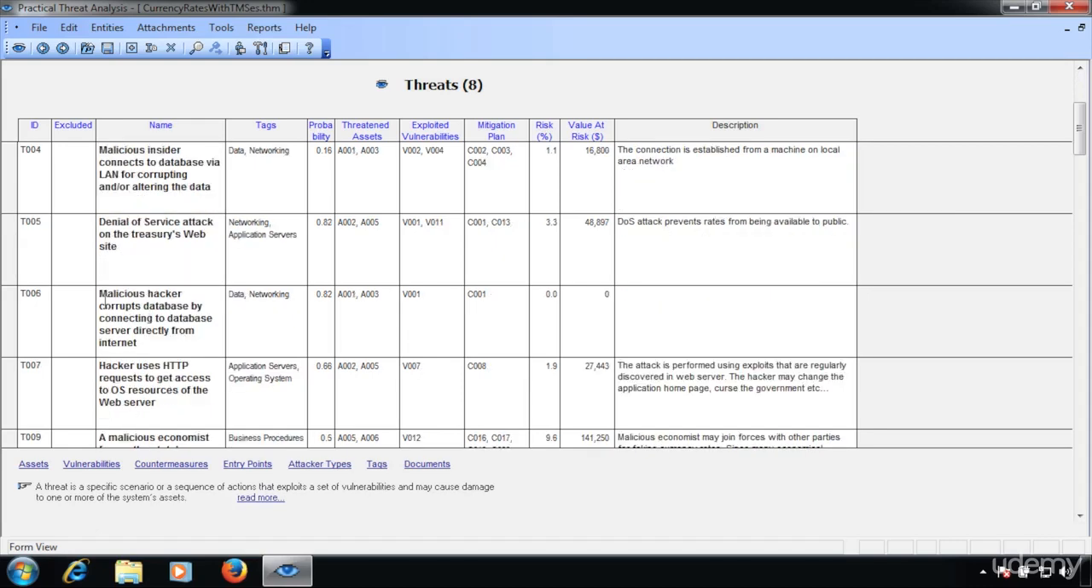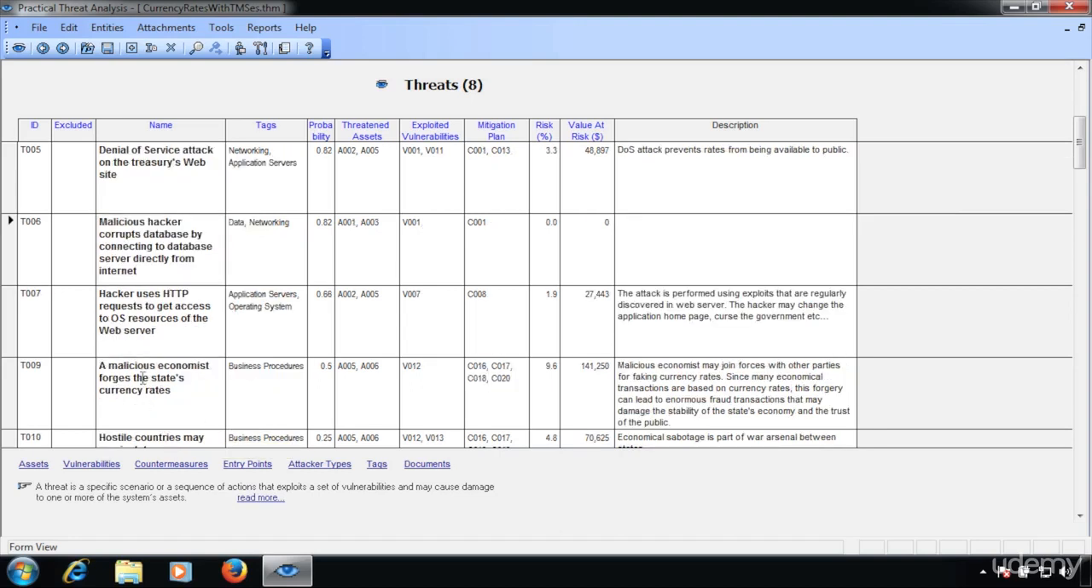Database corruption by a hacker from the internet, if not by SQL, because we've identified SQL previously in a different way. Now here we have another threat, an HTTP request to get access to OS resources. So it means directory traversal. Well, one of these attacks.